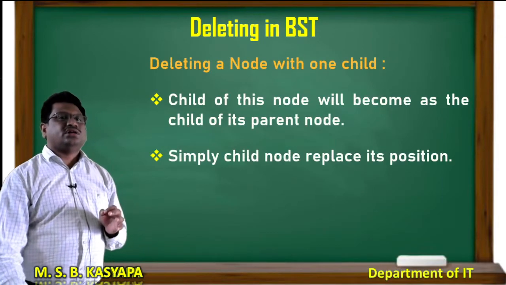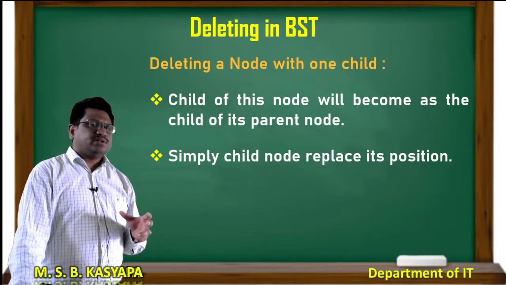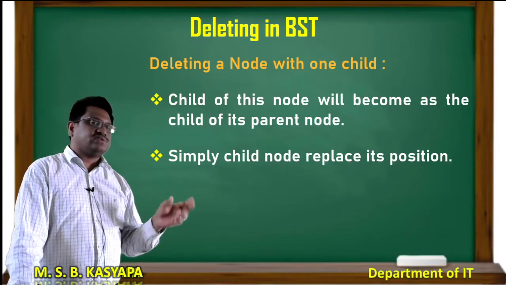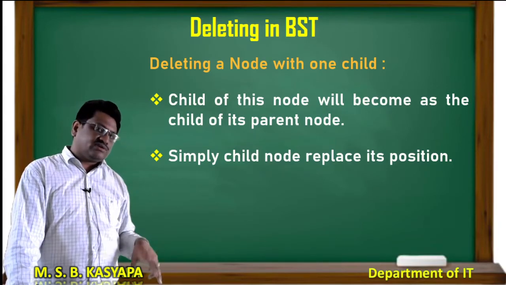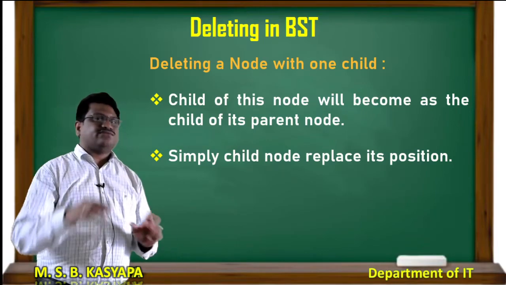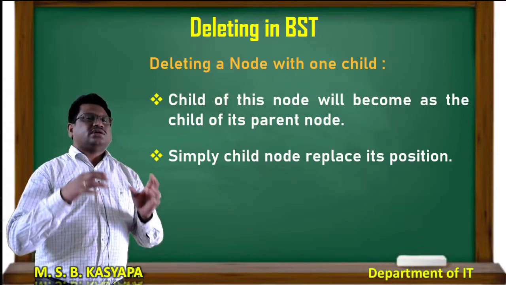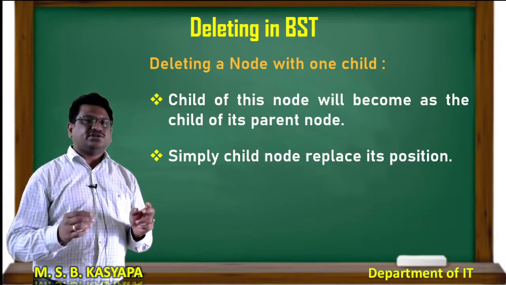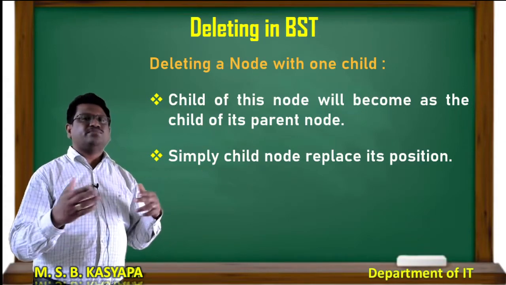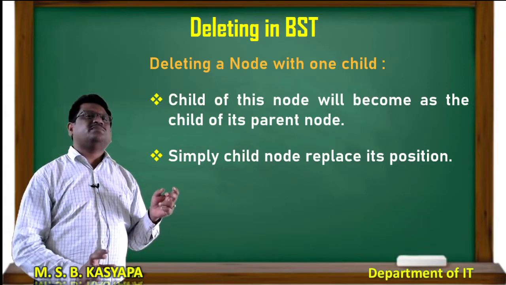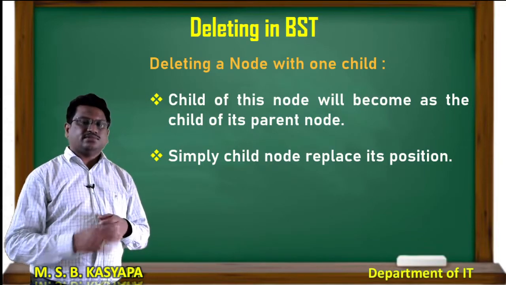Now, let us move on to the case where the node has one child. What do I have to do? First I will search for the node in that BST. If it has one child or one subtree, whether it is a left subtree or a right subtree, then I simply have to establish a connection between the child node and the parent node. In simple terms, the child node replaces that particular node.